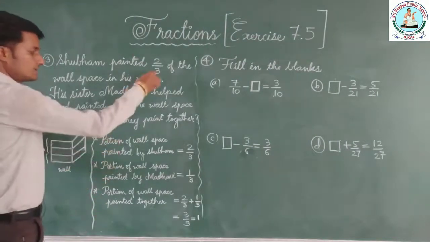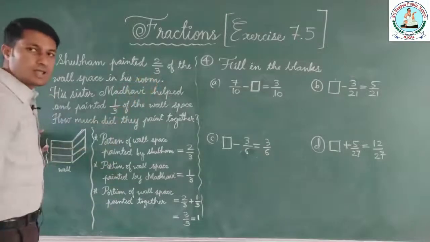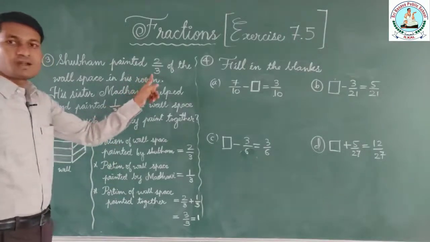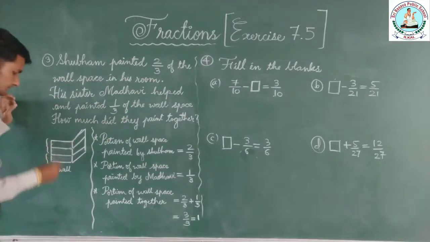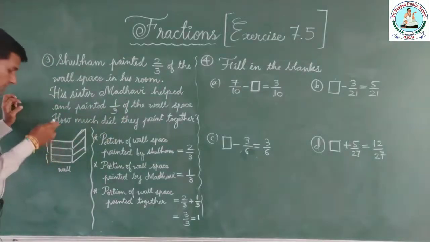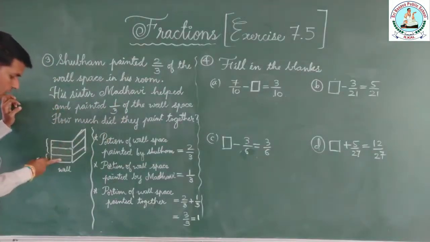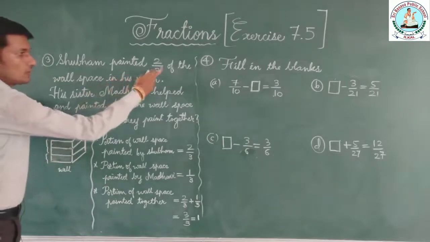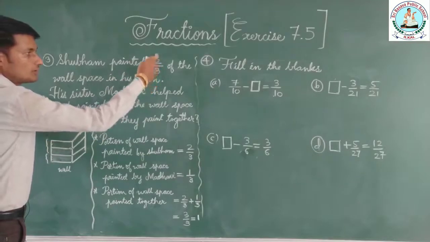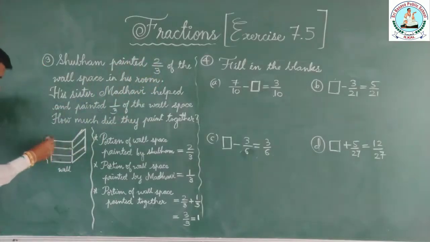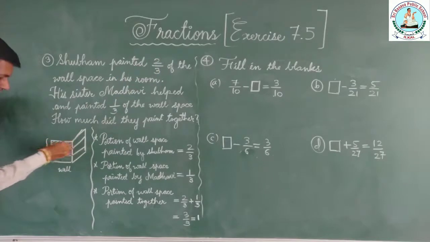By looking at these two fractions we can easily get to know that the wall has been divided into 3 equal parts. So this is the wall of the room of Shubham, and that wall has been divided into 3 equal parts like this, and Shubham has painted 2 parts out of the 3 equal parts of the wall. So this is the portion which is painted by whom? Shubham. Yes, and this is the remaining portion of the wall which is painted by his sister Madhavi.